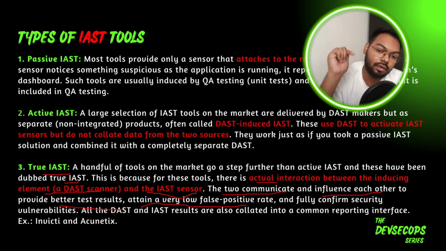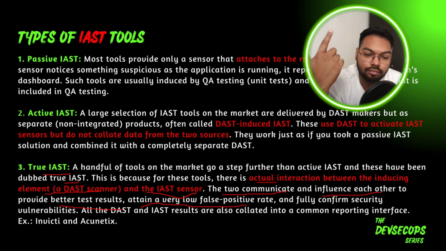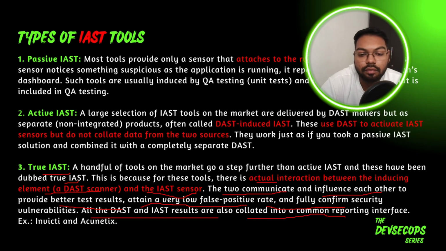So if you remember false positive, false negative, I hope you know it by now. Then fully confirm the security vulnerabilities. All the DAST and IAST results are also collated into a common reporting interface. As I mentioned, it would take both of these things and report it somewhere in the dashboard. So there are tools like Invicti and Acunetix that you could consider as true IAST vendors in the market.